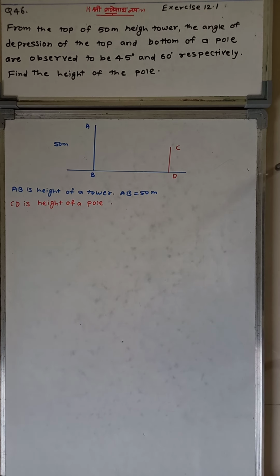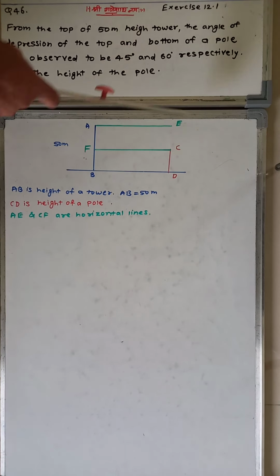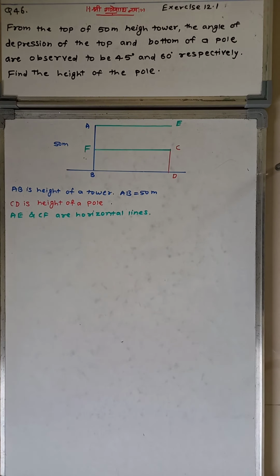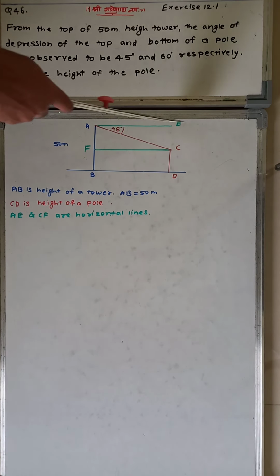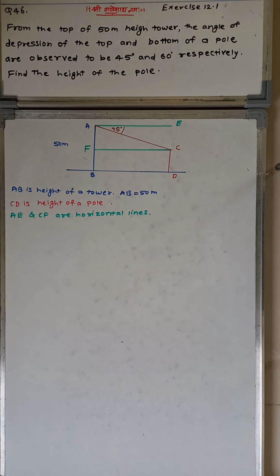Observer is at point A. He is observing from A to the point C and point D. Both times angle of depression will be formed. So draw the horizontal lines at first. Here the AE and CF are the horizontal lines. Observer is observing from A to the point C and making an angle of depression EAC equals to 45 degree. Angle EAC equals to angle ACF is equals to 45 degree.